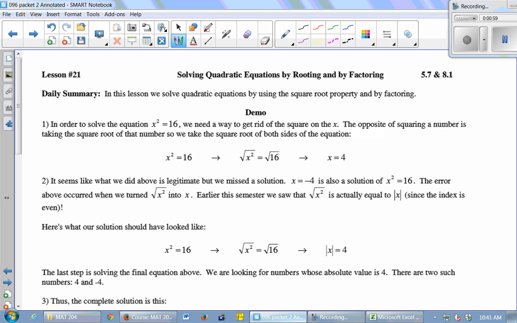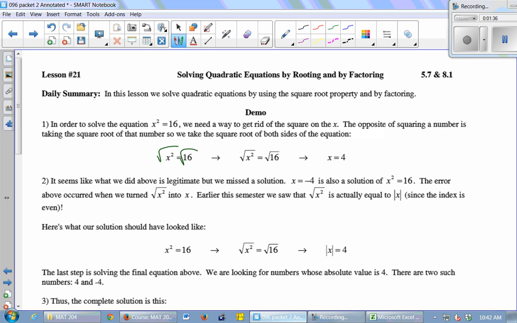Okay. So we start with x squared equals 16. And the goal of all equation solving is to get the x by itself, right? Isolate the x. And you do that by undoing what's being done to x. So right now, x is being squared. How do you undo squaring something? You square root. So we're going to take the square root of both sides. And you end up with the square root of x squared equals the square root of 16, right? And then the square root of x squared is x, because the square root undoes the squaring. And the square root of 16 is 4, right?